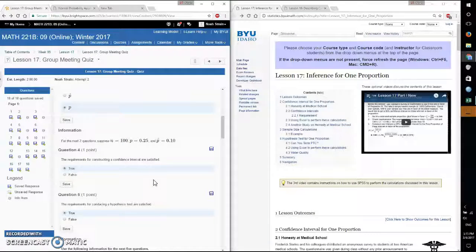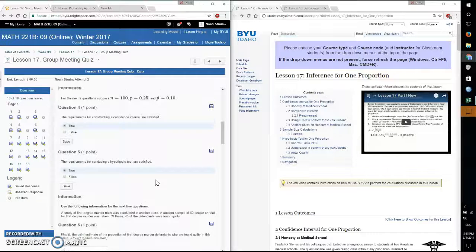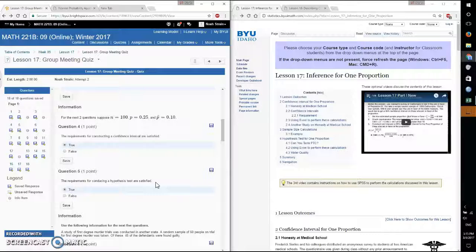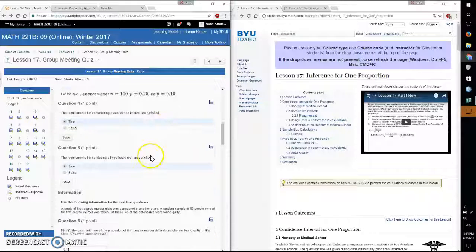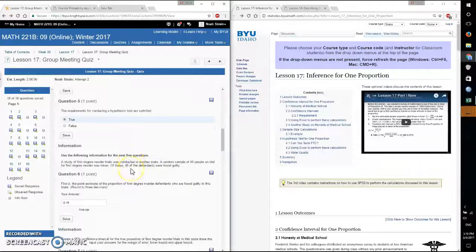For the next 2 questions, suppose that N is 100 and P is 0.25 and P hat is 0.1. So the requirements for constructing a confidence interval are satisfied. That is true. And we can find that out by our 2 requirements: is N times P greater than 10, and it is, and is N times 1 minus P greater than 10, and when you plug that in, it is. The requirements for conducting a hypothesis test are satisfied because both conditions are fulfilled.